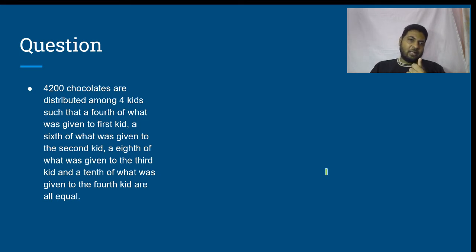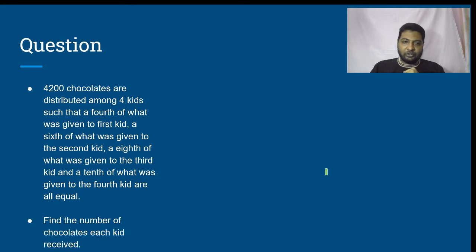4,200 chocolates are distributed among 4 kids such that a fourth of what was given to the first kid, a sixth of what was given to the second kid, an eighth of what was given to the third kid, and a tenth of what was given to the fourth kid are equal. How much did each kid receive? Find the number of chocolates that each kid received: how much was given to the first kid, the second kid, the third kid, and the fourth kid. This is what we are supposed to find. Can we think?